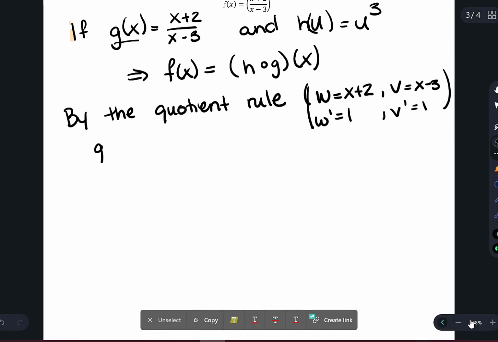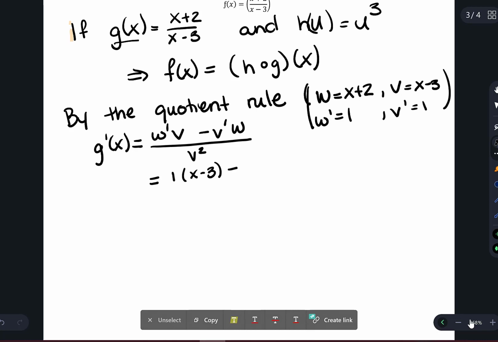So by the quotient rule, we know that g prime of x is going to be equal to the derivative of w times v minus v times the derivative of w. Oh, sorry, I said that backwards. V prime times w, all divided by v squared. That's going to be equal to 1 times x minus 3 minus 1 times x plus 2, all divided by v squared.